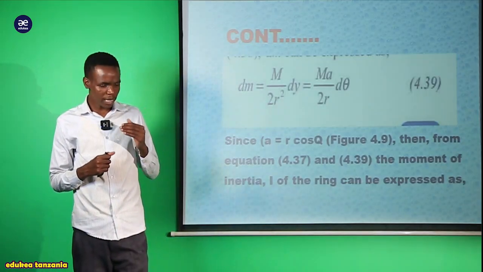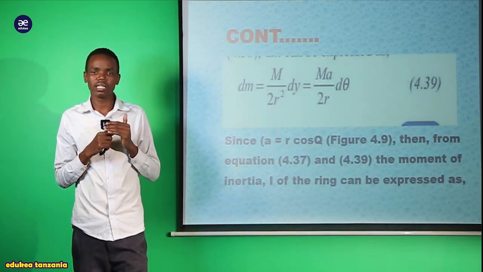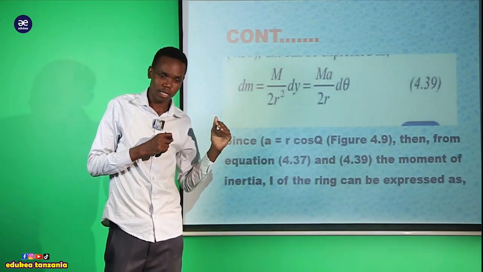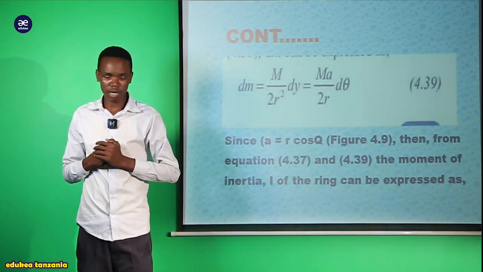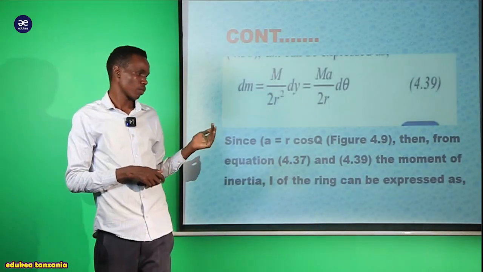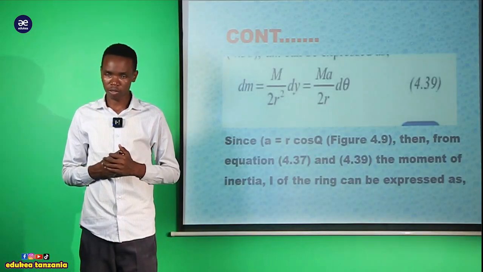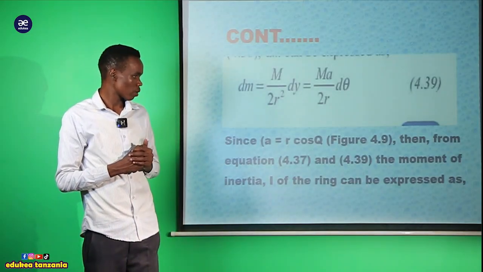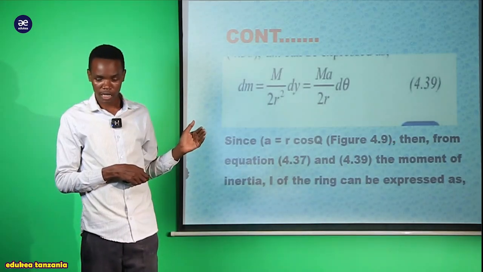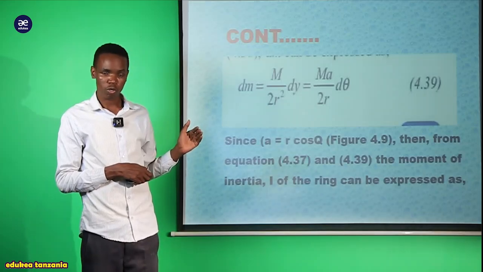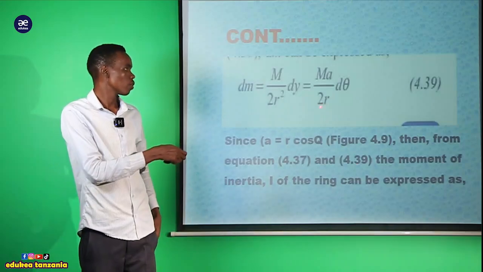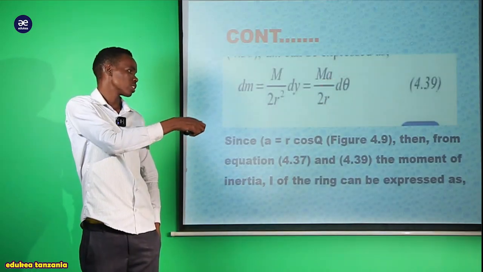After this, let us go and substitute and find the relationship between the cosine theta, the r, and also the a. We assume on our figure that a must be equal to r cos theta. From our figure number 9 here, for our first topic, a is equal to r cos theta. Now we should go and substitute instead of writing a.